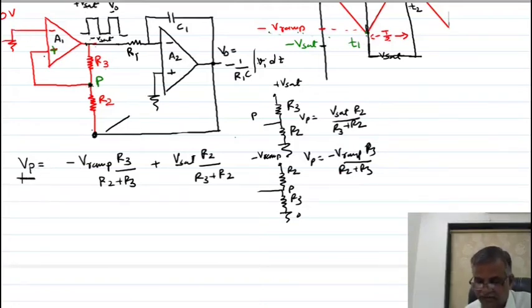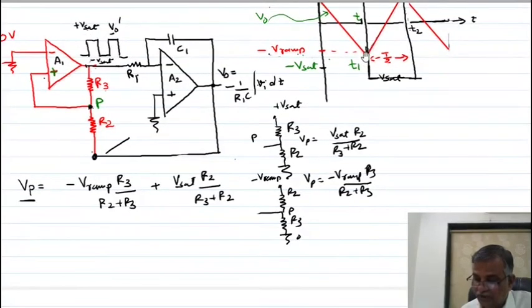So that I have written directly, because you already did it in a previous problem, in previous lectures. Minus V ramp, you must have done this in the previous semester also: minus V ramp into R3 upon R2 plus R3, like this. So look here.